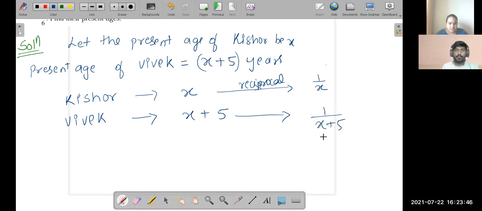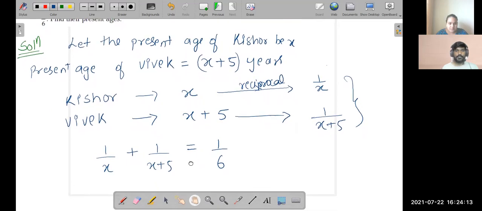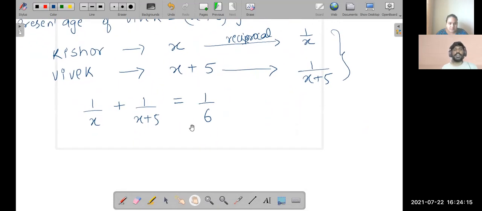Now they have said that the sum of these reciprocals, sum means you have to add. Don't want to make it into fractions? No, there's no option. We have to work with fractions because the question demands that. So you add them: 1 upon X plus 1 upon X plus 5 is equal to 1 upon 6. This is given in the question. The sum of the reciprocal of the ages is 1 upon 6. Now we have to form the quadratic equation with the help of these fractions.